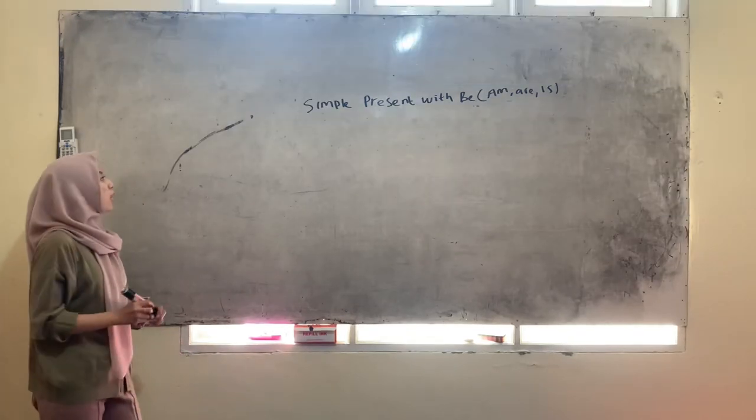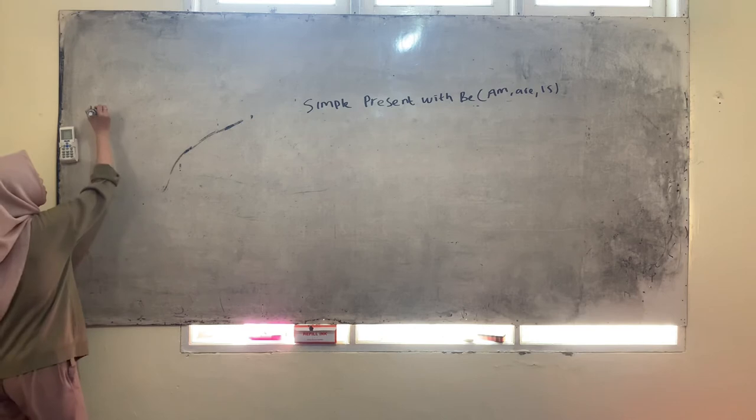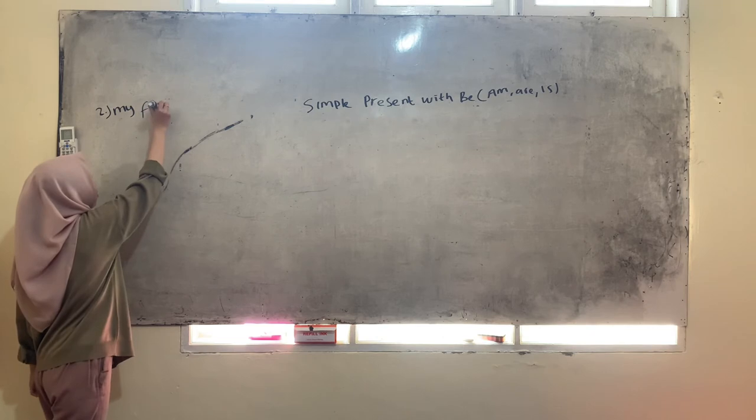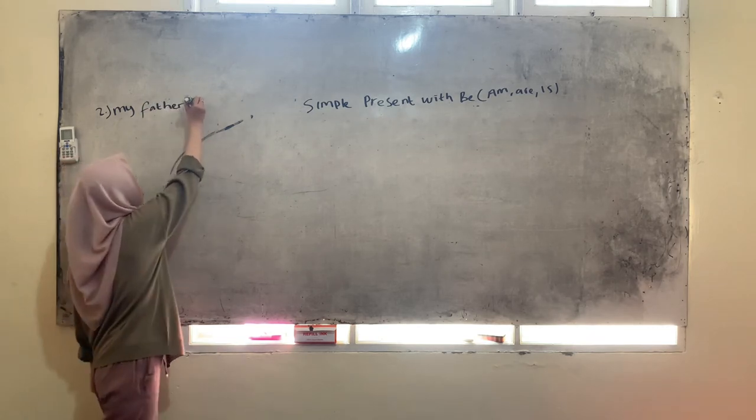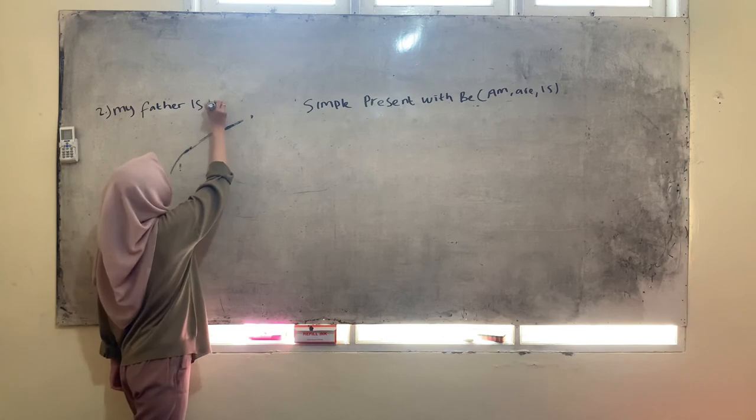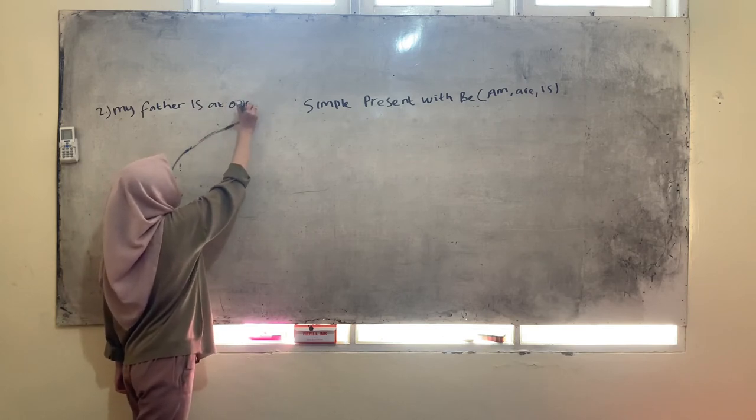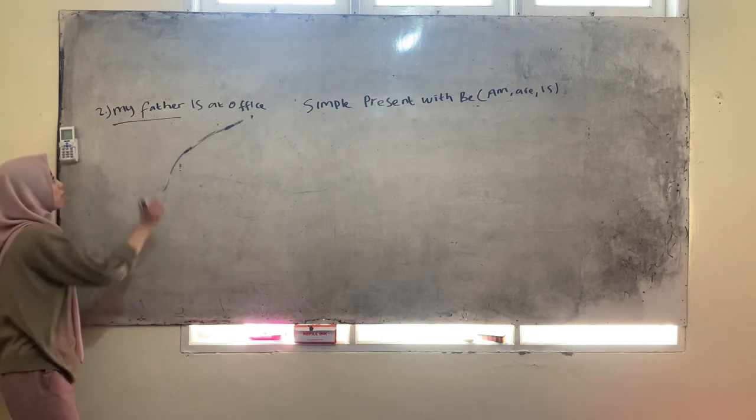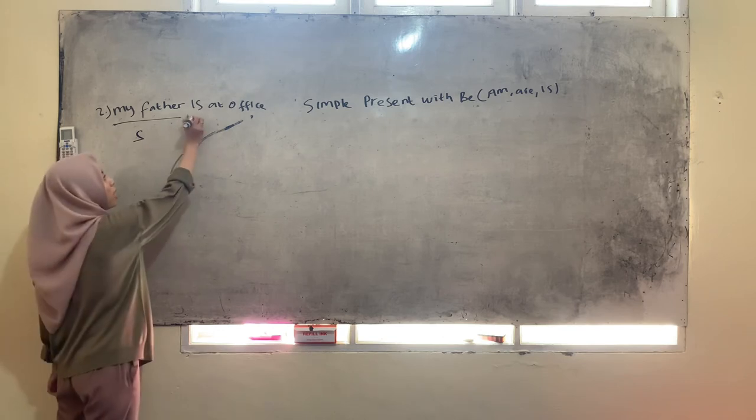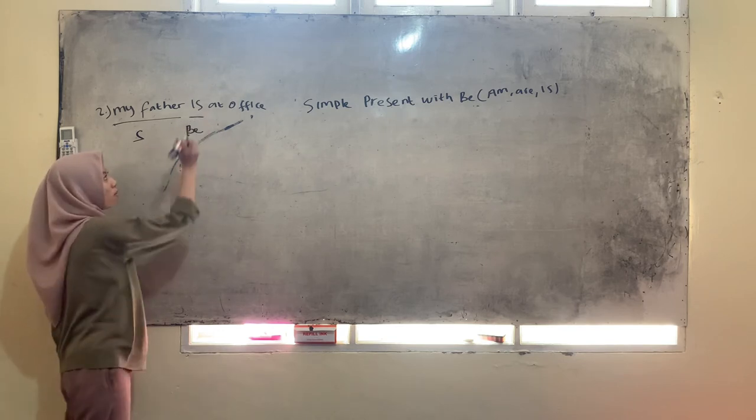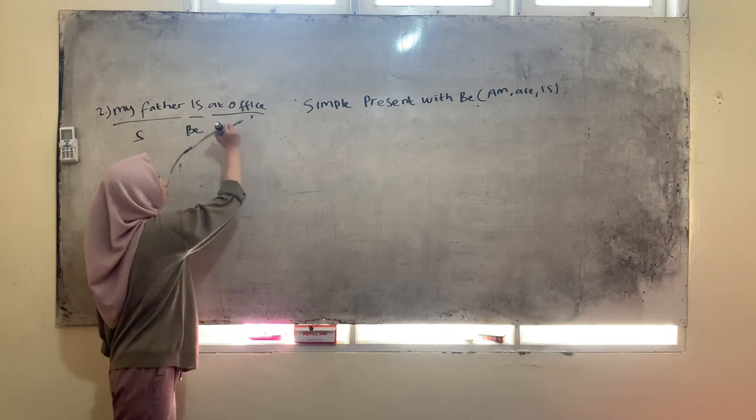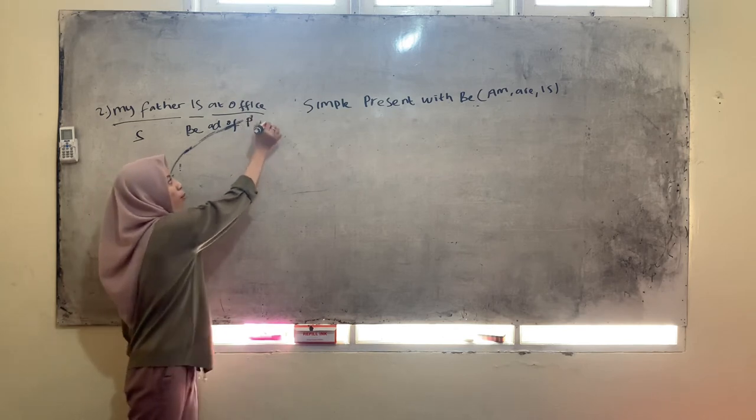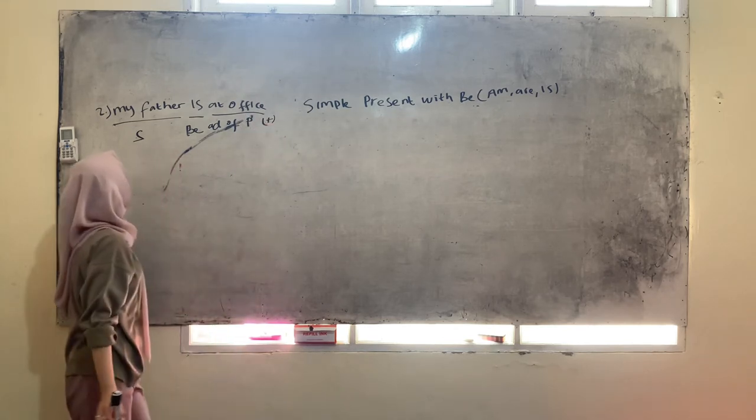Okay, the second example is: my father is at office. Okay, my father as subject, is as be, at office as adverb of place. Positive sentence. Okay.